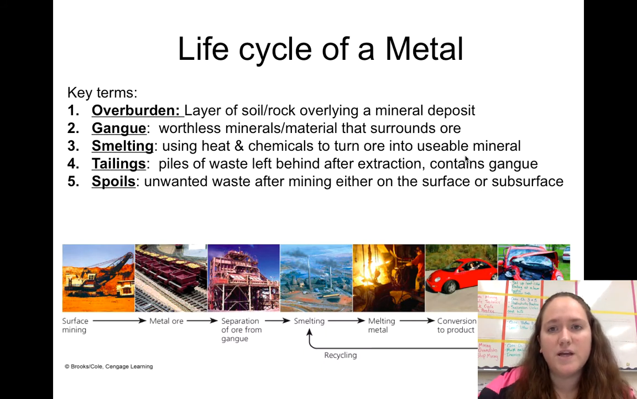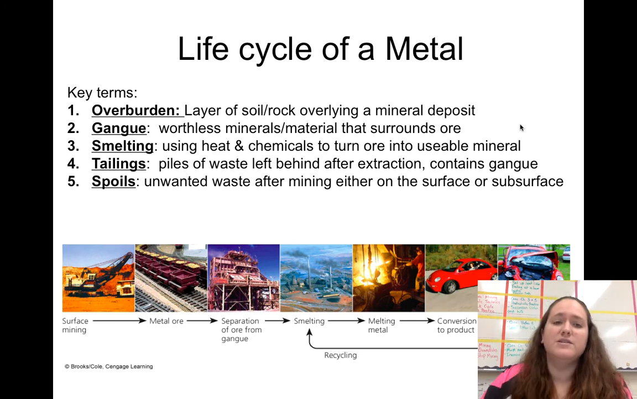So looking at the life cycle of a metal, these are some terms that you should understand that deal with mining. So first you have to go in and remove the overburden, which is the layer of rock overlaying the mineral deposit. You also have gangue, which is basically the worthless material that we don't want that surrounds the ore. It's part of the overburden, but it's not actually overburden, and you're removing that.